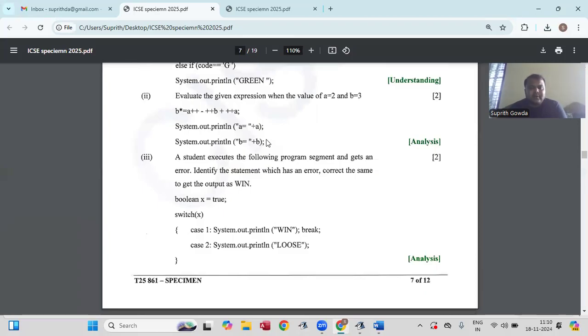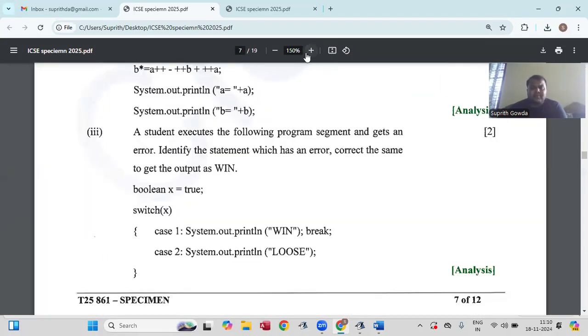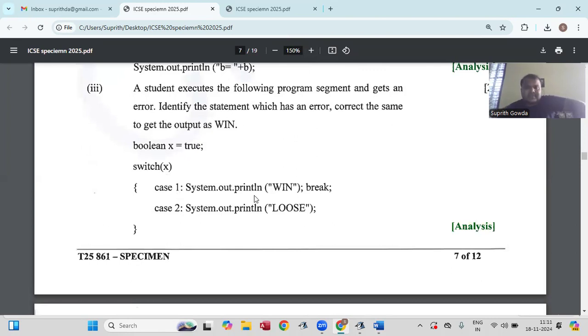The next question. A student executes the following program segment and gets an error. Identify the statement which has an error and correct it to get the output as win. Now we are going to find the error. He has taken boolean x is equal to true and he is passing x. Case one is println and he used a break, and in case two he is using another value. What is the error? Here you are passing the boolean value, and in the case you are taking an integer, right?